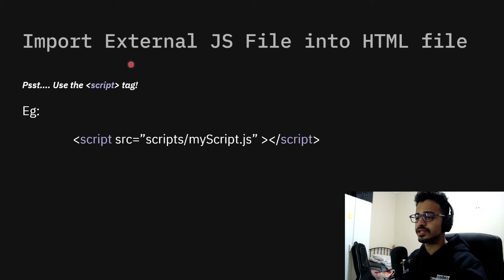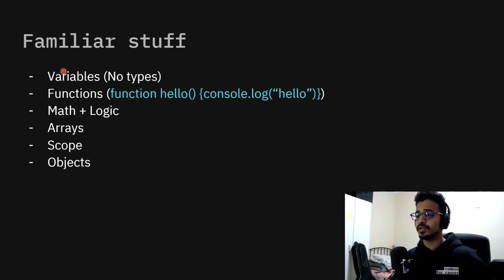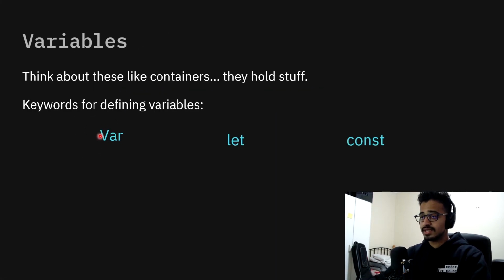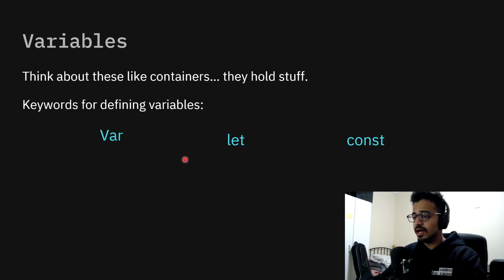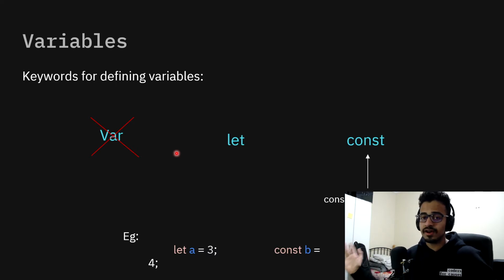Okay, so I just showed you how to import external JS files to HTML files. So familiar stuff. If you've done programming before, you should know what variables are, functions, math logic, arrays, scopes, and objects. I'm just going to quickly show you how to actually define variables in this. So you use the var keyword or the let keyword or the const keyword. You can use these to define variables like var num is equal to 1, or let num is equal to 1, const num is equal to 1. We tend to not use var. If you want to know why you shouldn't use var, stick around at the end of this workshop, but we're not going to be explaining that right now.